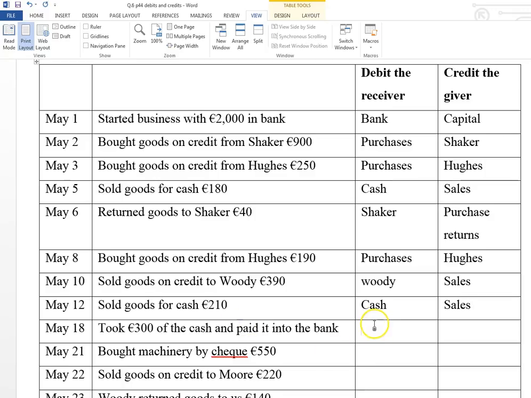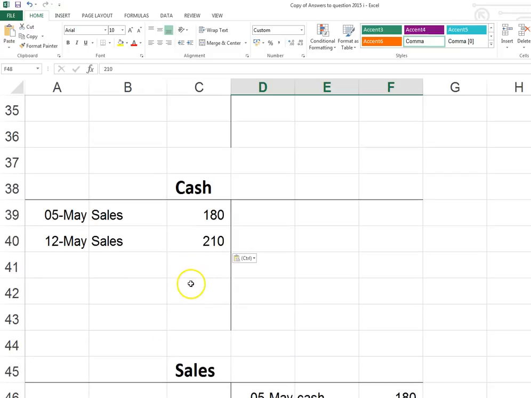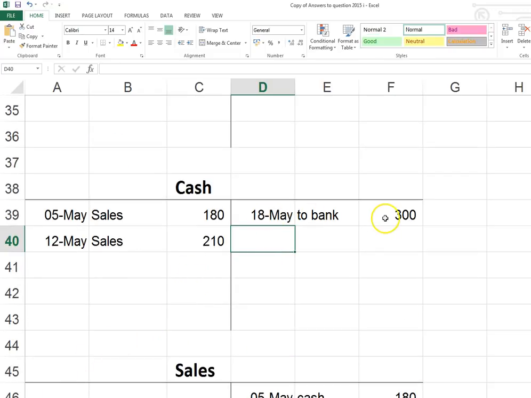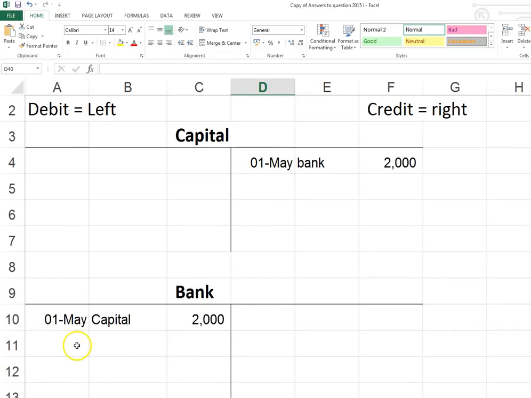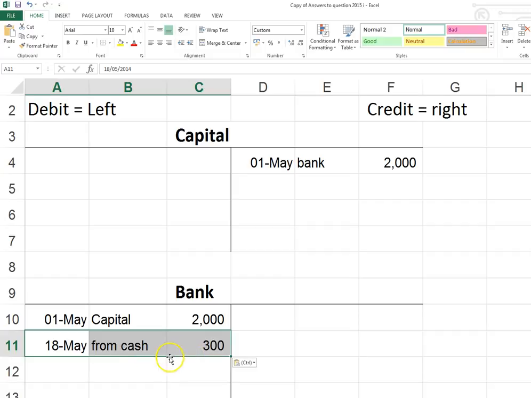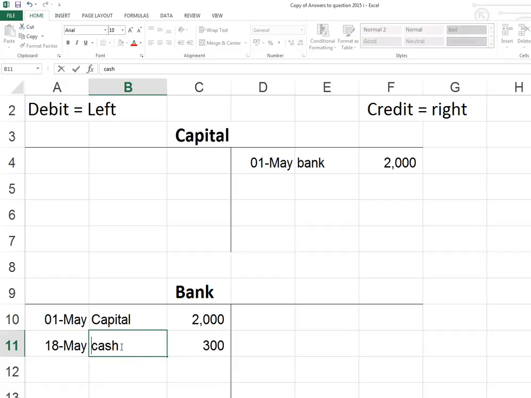300 cash paid into bank. The two accounts here: the business is giving cash into the bank, so the bank is the receiver and cash the giver. We have those two accounts open, so we just find them. With cash open, I've credited cash with 300, which is the same thing as taking money out of cash. Then I need to debit bank. My bank account is somewhere up here, and there is €300 coming into it on the debit side. I have from cash there, but I could even just have cash as the description.